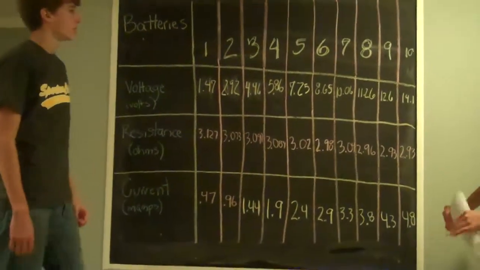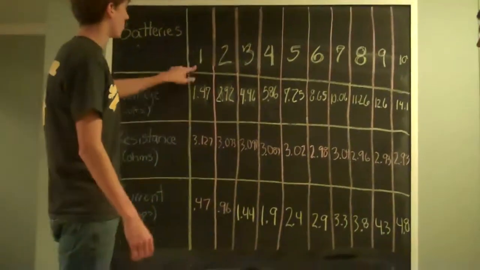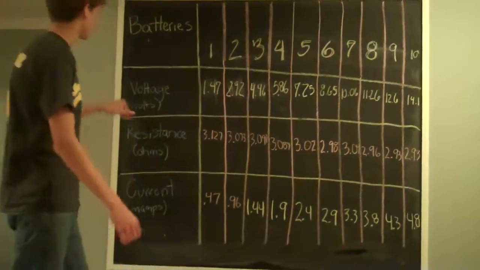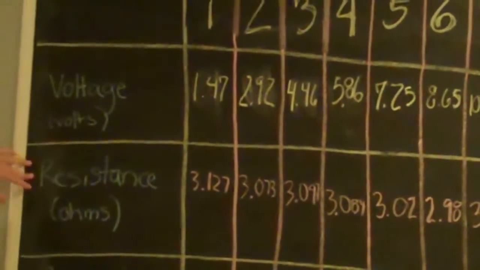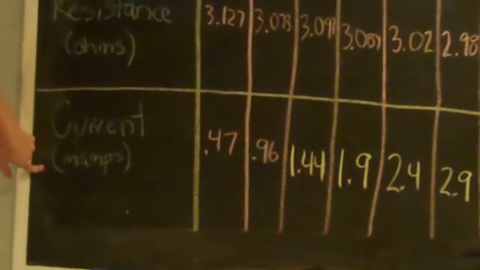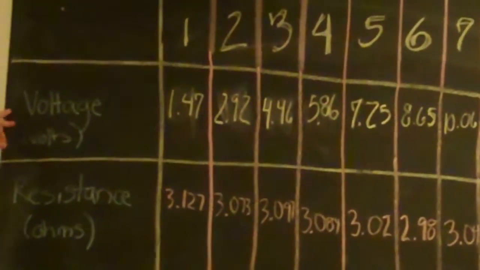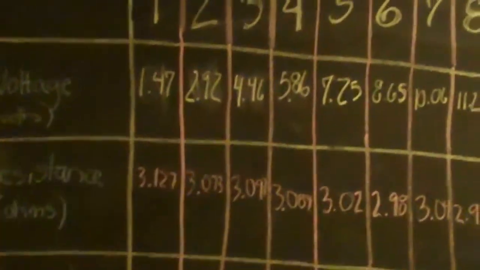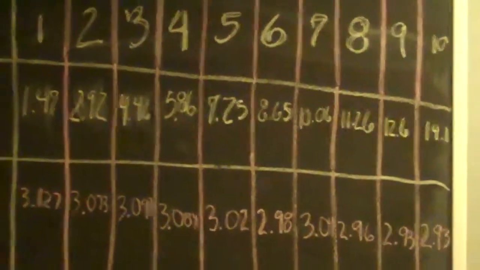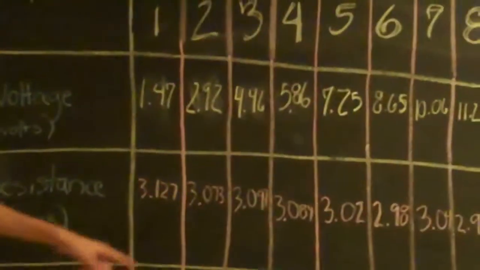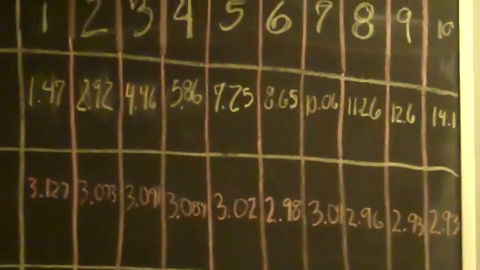This is our chart of everything we did. We had batteries going all the way up to 10, for the rule of 10, and then voltage, resistance, and current. Voltage is measured in volts, resistance in ohms, and current in milliamps. Our voltage is our independent variable because that's what we're changing. It's supposed to go up by 1.5 with each battery, but they weren't always fully charged, so we tested each one. Our resistance was supposed to be constant at about 3.12, but it changed a little because as we added batteries, it had farther distance to travel, and there's a little more resistance.